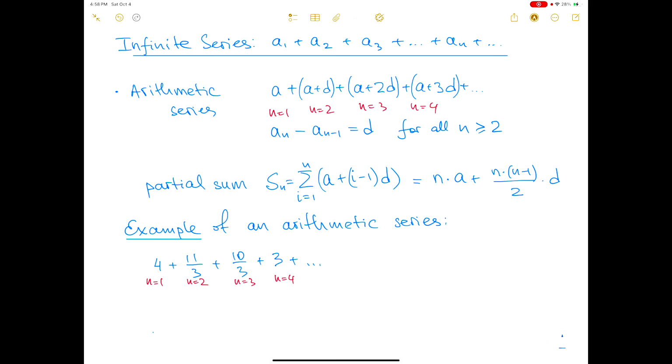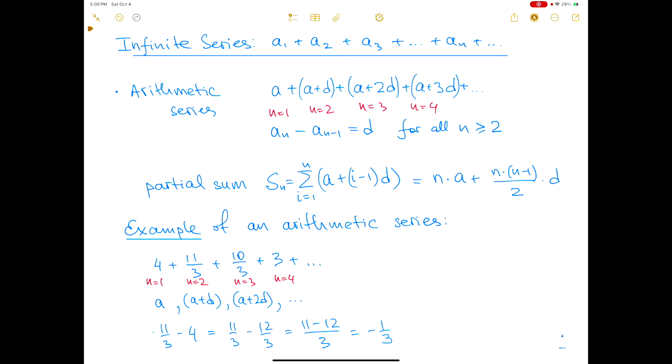4 plus 11 over 3 plus 10 over 3 plus 3 and so on. Let's see how to write out the general formula for this arithmetic series. In an arithmetic series, the first term is going to be called a. The following term differs from the previous term by a constant d. Let's find the difference of the second and the first term to calculate the constant d. As we can see, 11 over 3 minus 4 is equal to exactly negative 1/3.